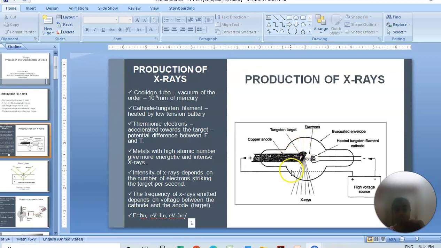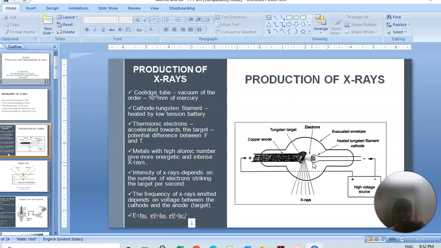If there is the presence of pressure, what happens then? There will be deviation in their path. The electrons will not move towards the target, they move somewhere else in the air. So we need to create a vacuum inside the Coolidge tube. This is the first step. The tube is exhausted to the best possible vacuum, in the order of 10 power minus 5 mm of mercury.